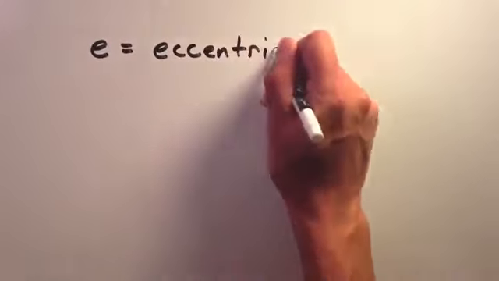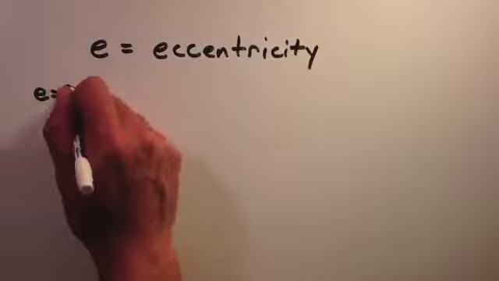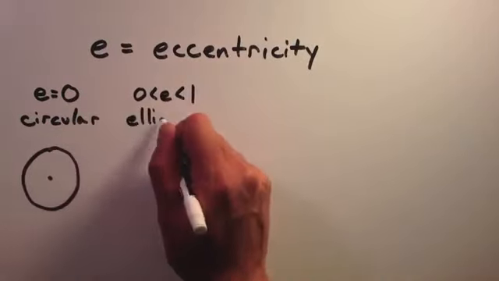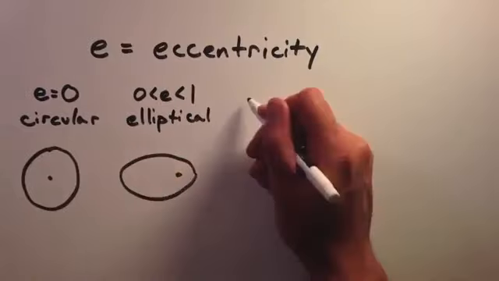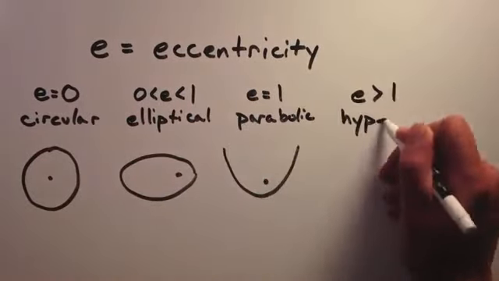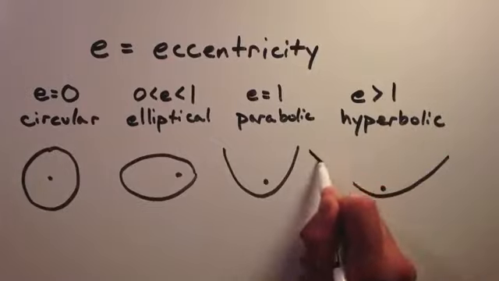E is the eccentricity of the orbit. An eccentricity of 0 is a circular orbit. An elliptical orbit has an eccentricity greater than 0 but less than 1. A parabolic orbit has an eccentricity equal to 1, while hyperbolic orbits all have eccentricities greater than 1.